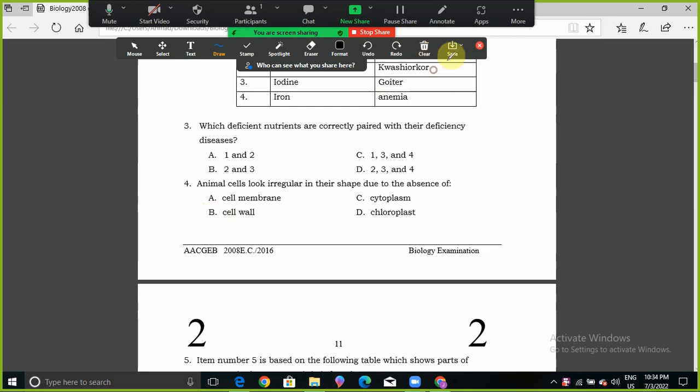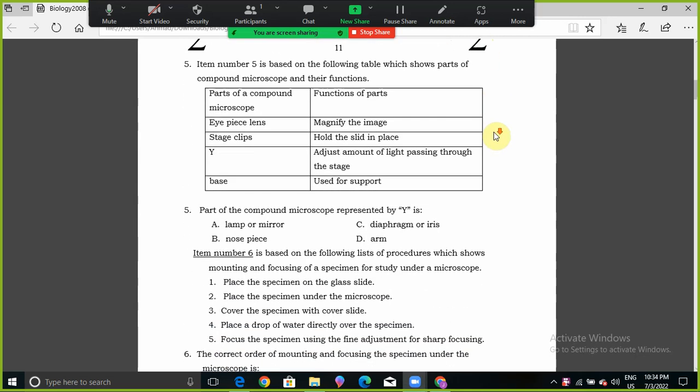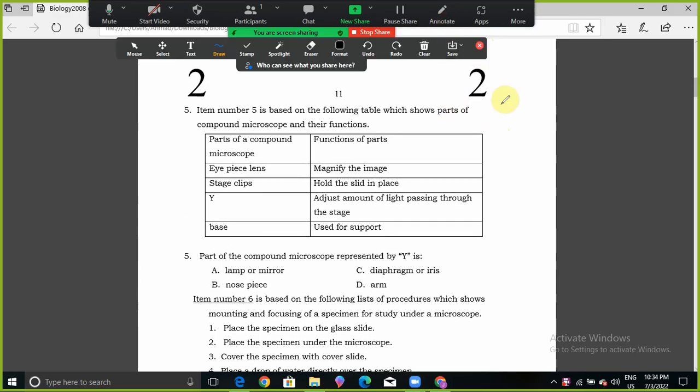Now in question number 5, it says item number 5 is based on the following table which shows parts of a compound microscope and their functions. Eyepiece lens, its function is to magnify the image. Stage clips, their function is to hold the slide in place. And here Y, which we don't know which part of the compound microscope it is, but we know its function, which is to adjust the amount of light passing through the stage. And then we have the base, which is used for support.